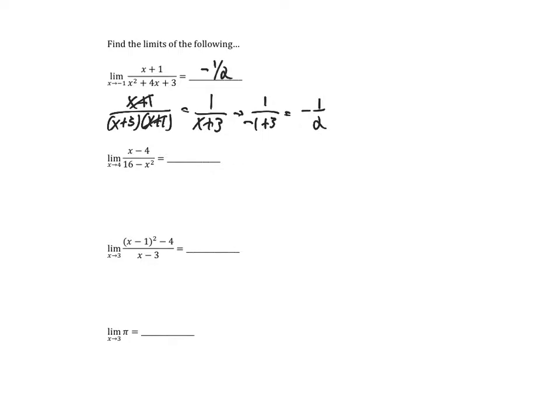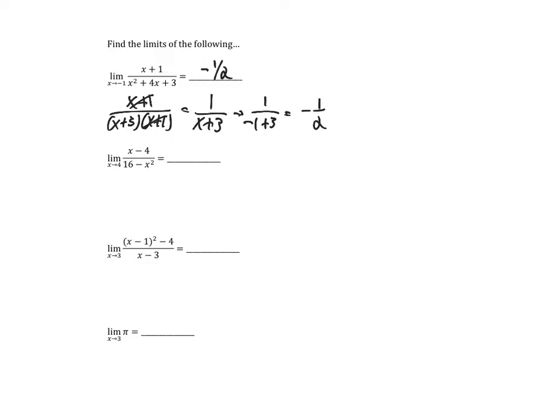Again, notice I tried plugging negative 1 in first, and I got an answer. You should always plug a value in first. Don't immediately jump to factoring. Always plug a value in first. Then, if you get 0 over 0, then you factor. The next one, if I try plugging in 4, I get 0 over 0 again, indeterminate. I need to simplify this.